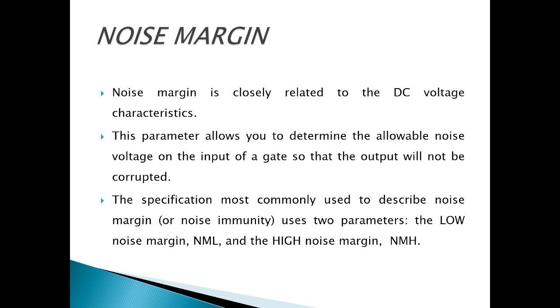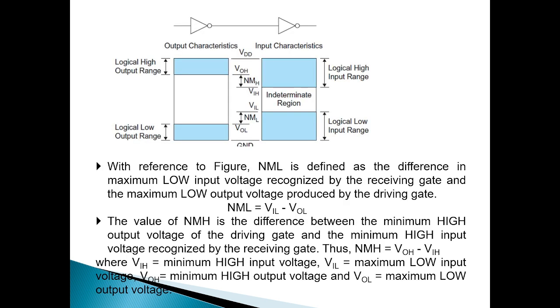So far we have discussed beta effects, and CMOS devices have a good noise margin. So we'll discuss noise margin a little bit in this topic. Noise margin is closely related to the DC voltage characteristics. This parameter gives you the allowable noise voltage on the input of a gate so that the output will not be corrupted. The specification most commonly used to describe noise margin uses two parameters: one is low noise margin NML and the other is high noise margin NMH.